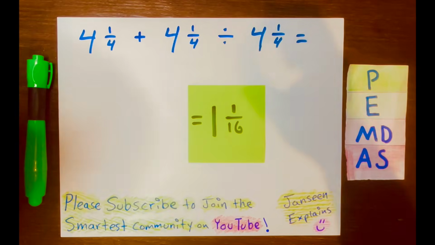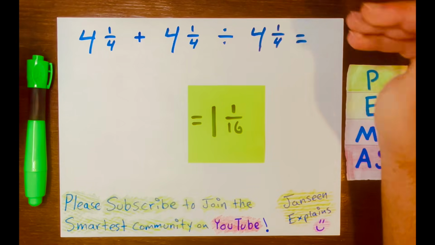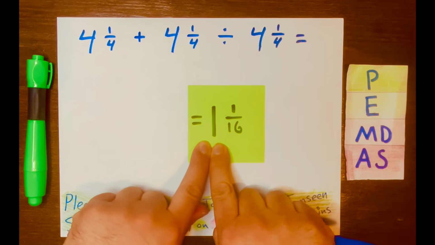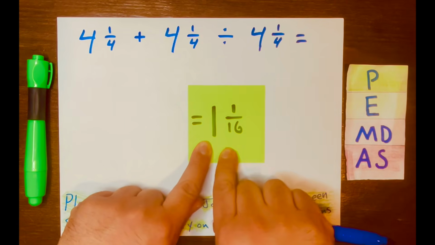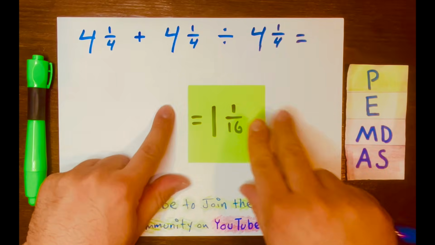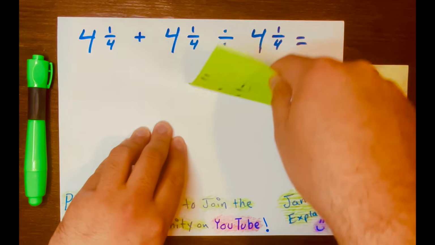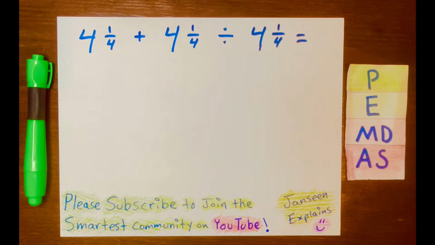Hi everyone, my phone calculator keeps on lying to me. It gave me the answer 1 and 1 over 16 for this math problem, and that is so wrong. Let me show you how to solve this math problem correctly.